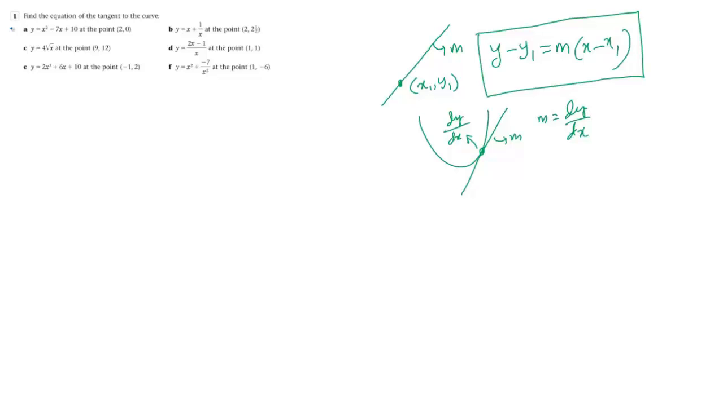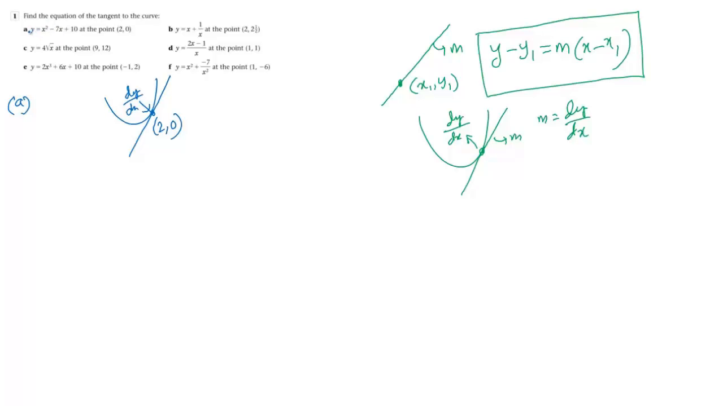So find the equation of a tangent to the curve y equals x squared minus 7x plus 10, and the point given is (2, 0). In order to find the equation of a tangent line, we need to find the gradient of the curve first. So this is the curve and the point is (2, 0), and we have a tangent like that which is touching the curve. That's the line, and the gradient is dy by dx for that particular point (2, 0), because the gradient of a curve is different at different points.